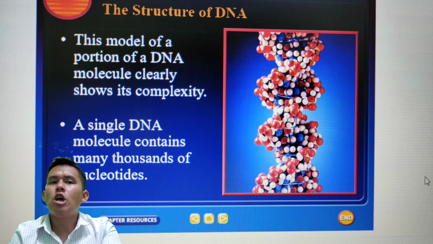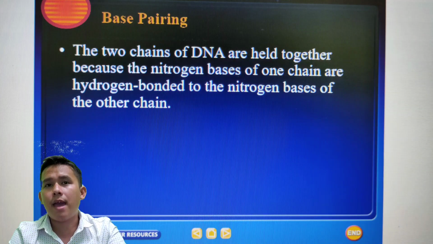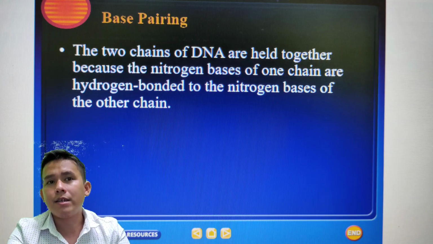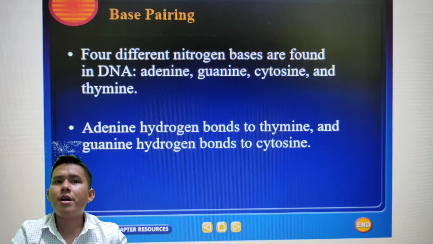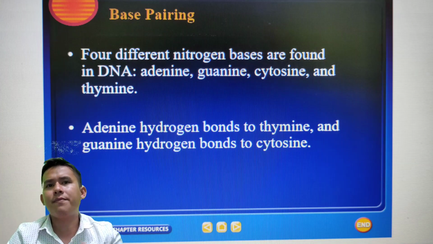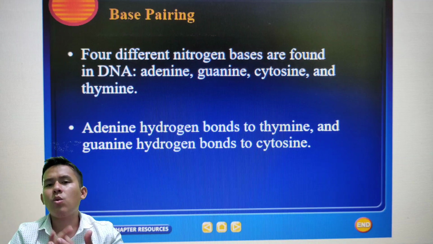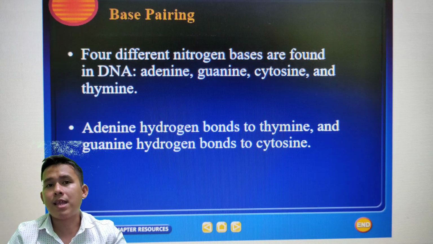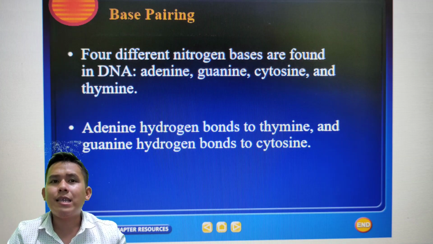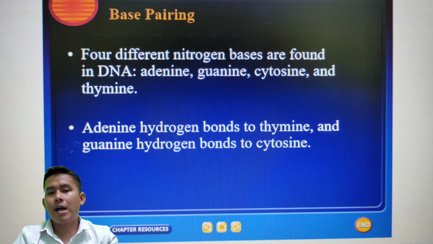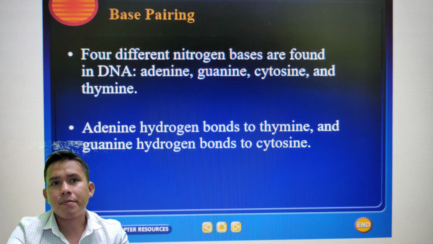Base pairing. The two sides of DNA are held together because the nitrogen bases of one chain are hydrogen bonded to the nitrogen bases of the other chain. As I said earlier, four different nitrogen bases are found in DNA: adenine, guanine, cytosine, and thymine. Adenine hydrogen bonds to thymine, while guanine hydrogen bonds to cytosine.